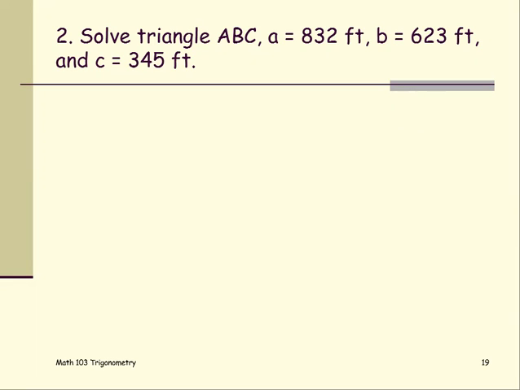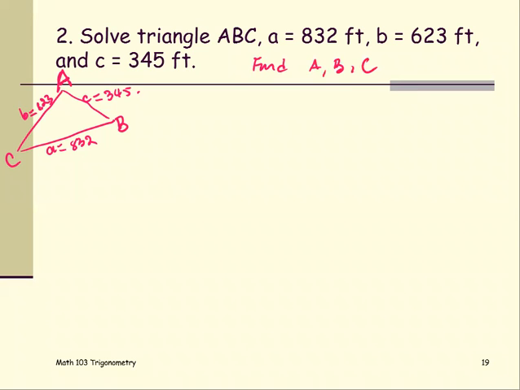Another case of the problem involving the law of cosine. The three sides are provided. A is 832 feet, B is 623 feet, and C is 345 feet. Angle C here, angle A right there, and angle B. The missing parts we are finding would be the angles A, B, and C. We're going to find A, B, and C.